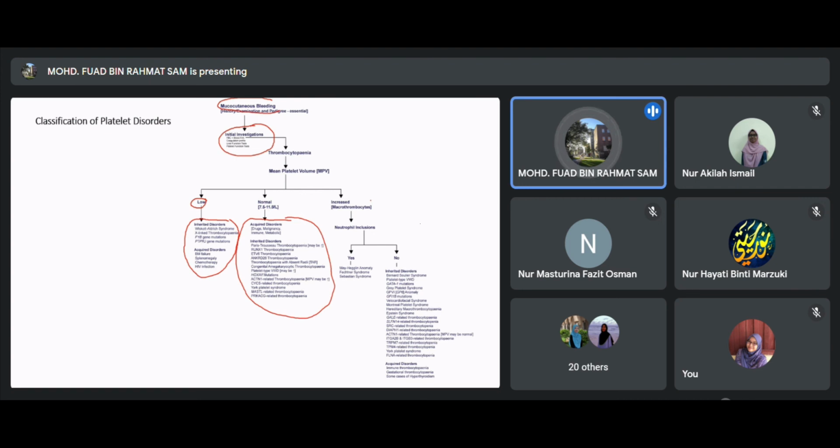Tapi kalau ada increase involvement of neutrophil inclusion, kalau yes, mungkin ada certain penyakit, May-Hegglin syndrome, Sebastian syndrome. Kalau after the neutrophil inclusion tidak ada apa-apa, on negative neutrophil inclusion, maybe ada certain penyakit. Ini list penyakit je lah. Okay.